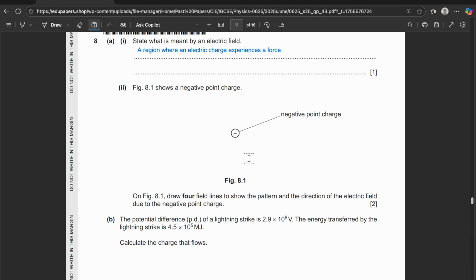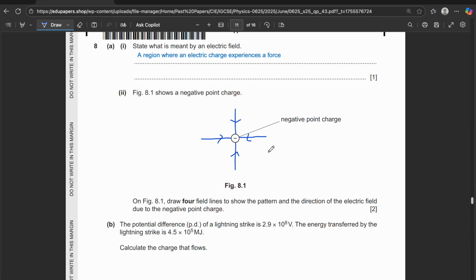2. Figure 8.1 shows a negative point charge. On figure 8.1, draw 4 field lines to show the pattern and the direction of the electric field due to the negative point charge. So you have to make sure that they are equally spaced, and we need to show the arrows as well. The arrows would point towards the charge, because a positive charge would be attracted by the negative charge. Remember that the direction of the electric field is the direction of the force on a single positive charge.